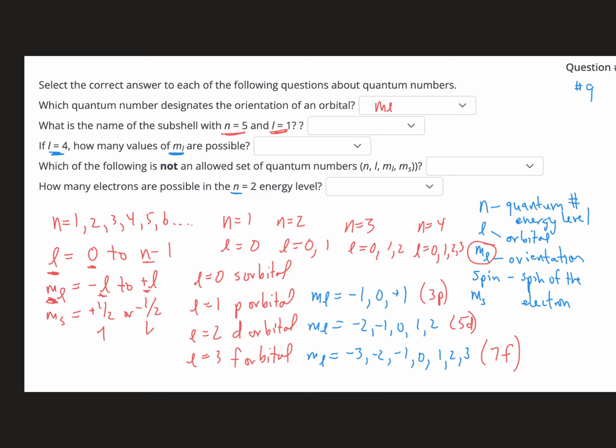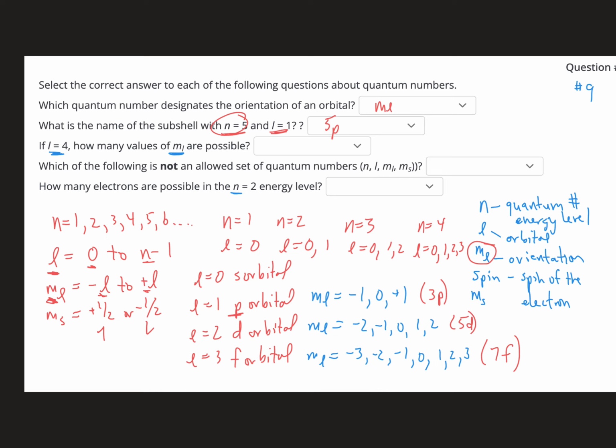Okay, so back to the question. What is the name of the subshell with n equals 5 and L equals 1? Well, we're on the 5th energy level, and because L equals 1, we are talking about a p orbital, so that would be 5p.